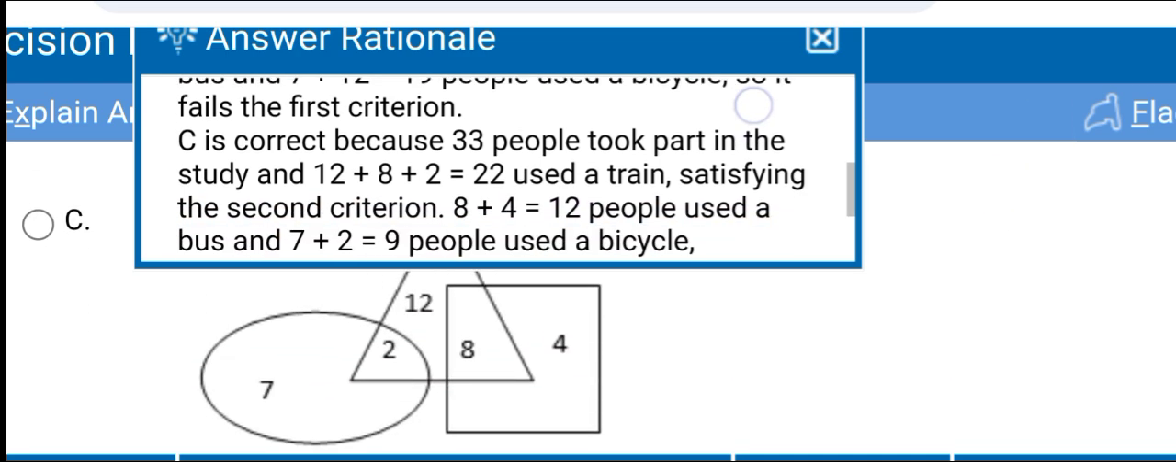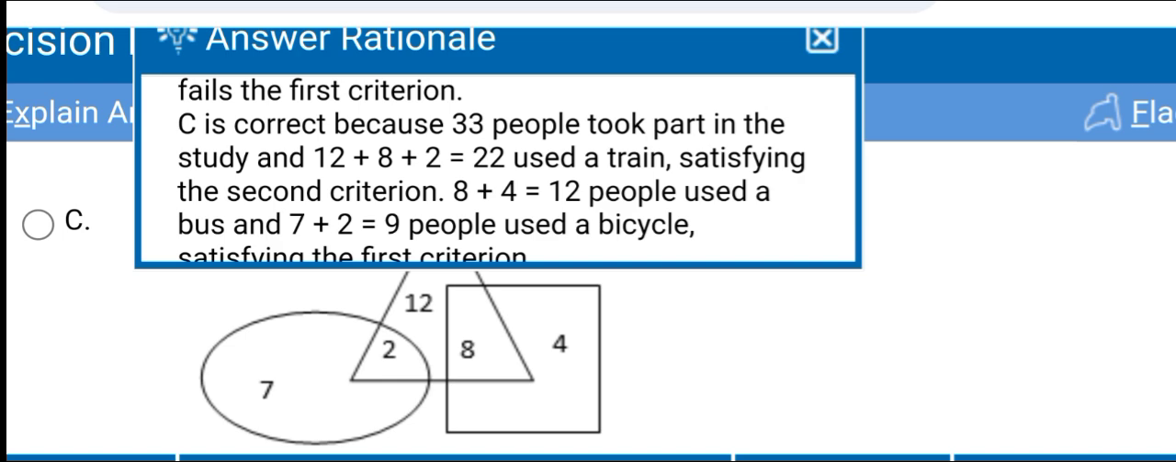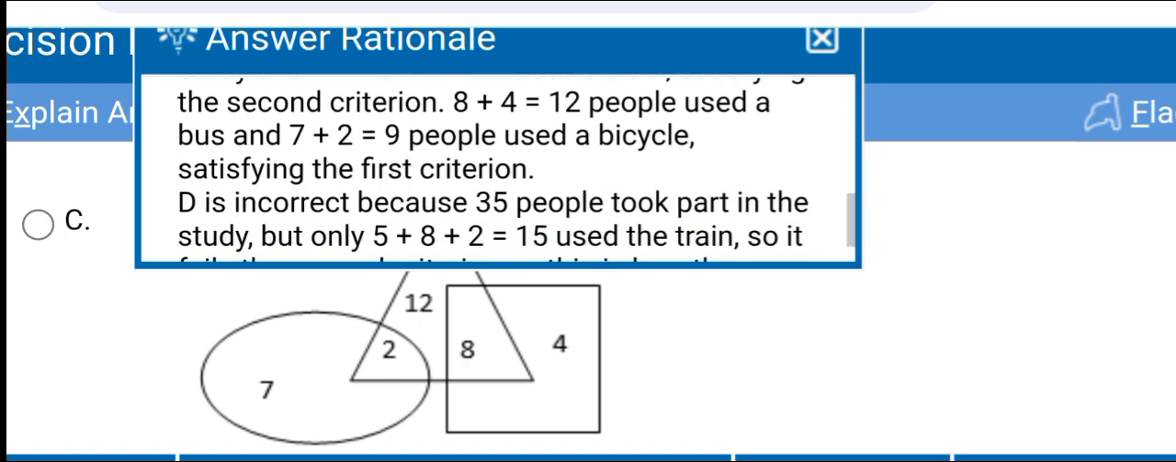C is correct because 33 people took part in the study, and 12 plus 8 plus 2 equals 22 used a train, satisfying the second criterion. 8 plus 4 equals 12 people used a bus, and 7 plus 2 equals 9 people used a bicycle, satisfying the first criterion.